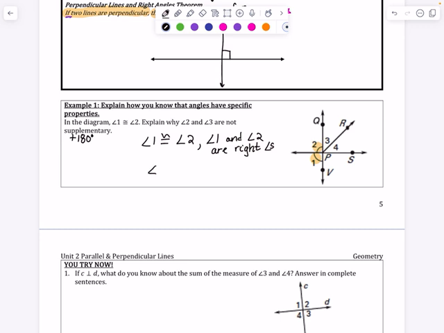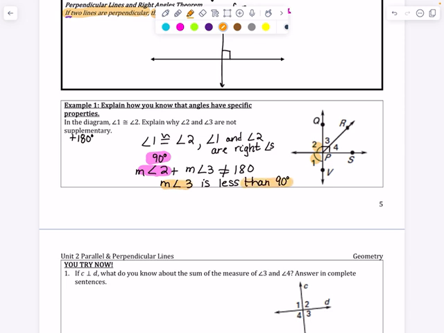Because angle 2, I'm going to write the measure of angle 2 plus the measure of angle 3 cannot equal 180. Looking at my picture, I think that the measure of angle 3 is less than 90 degrees, and the measure of angle 2 has to be 90 degrees. So if the measure of angle 2 is 90 degrees, but the measure of angle 3 is smaller than 90 degrees, those two will not add up to 180.